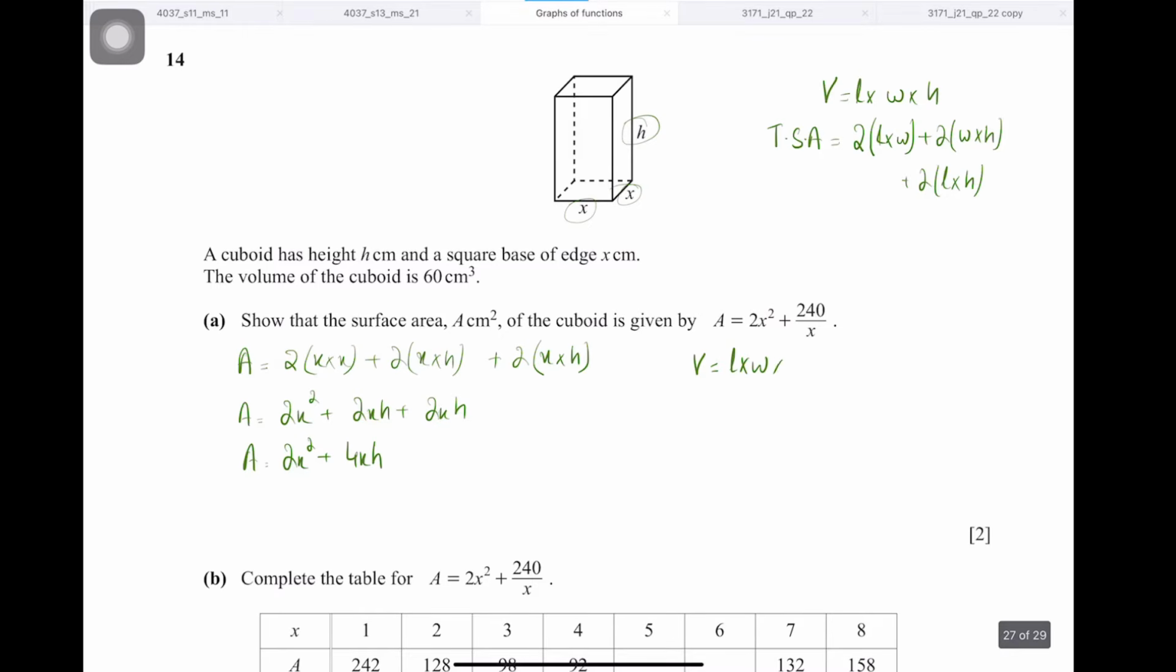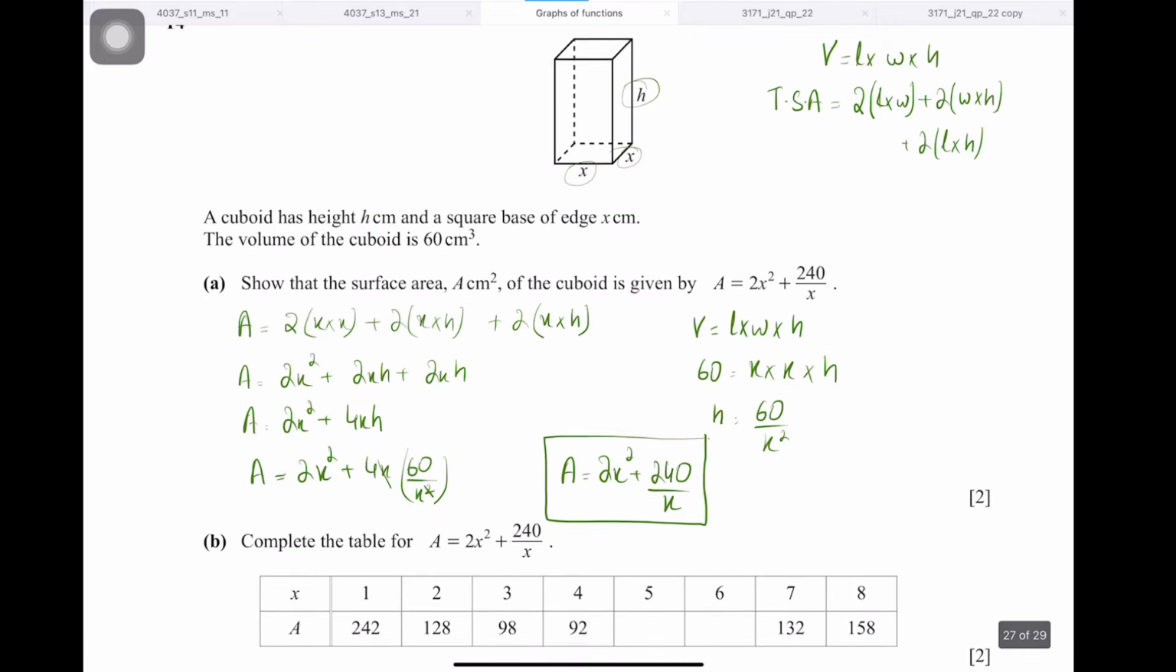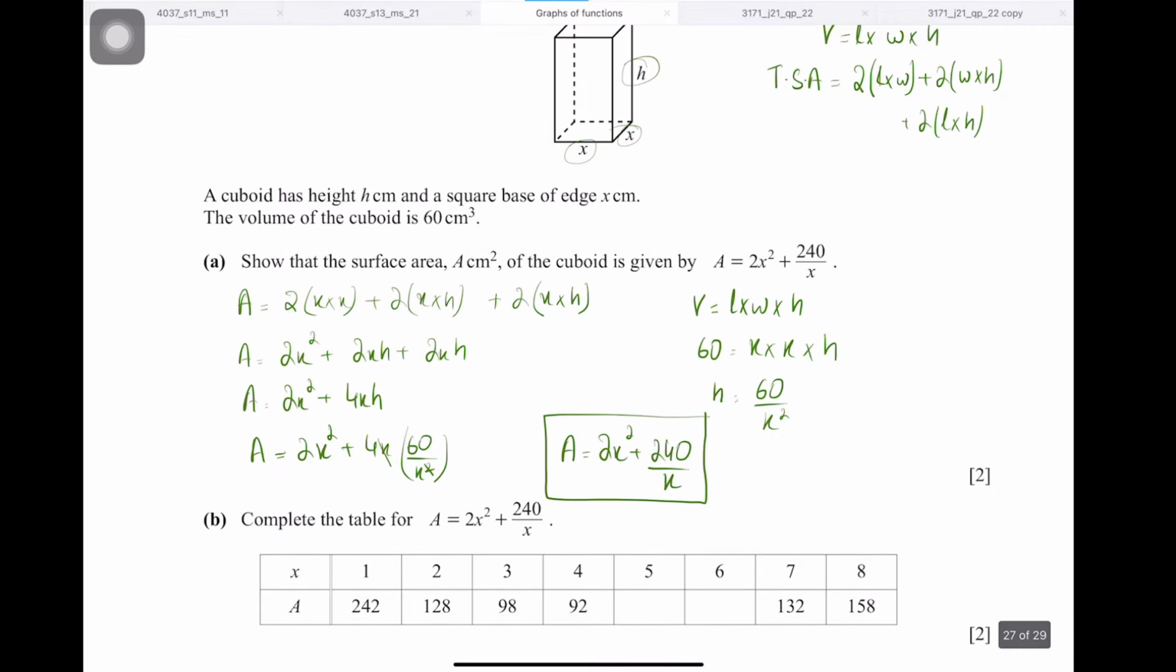So the volume is length into width into height. Volume is 60, which is equal to x squared into h. So what's h equal to? 60 upon x square. So we plug in 60 upon x square in place of h. So 2x square plus 4x into 60 upon x square. Simplifying a bit, the x in 4x cancels with one x of x square. Now we have the total surface area, which is equal to 2x square plus 240 upon x as our final answer. So we get 2 marks for this.